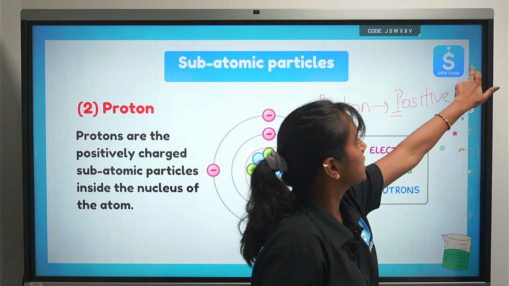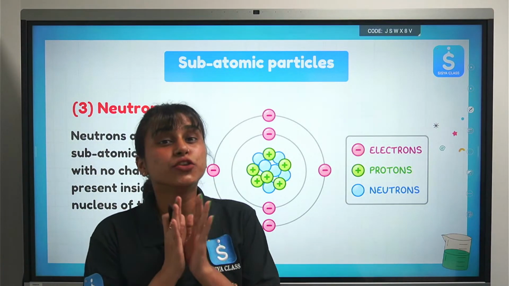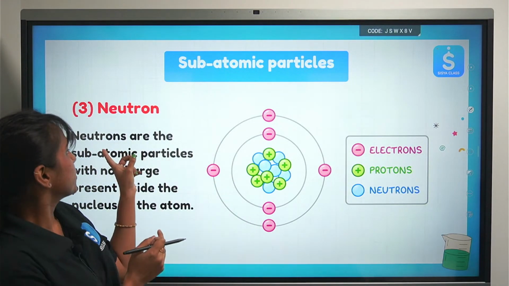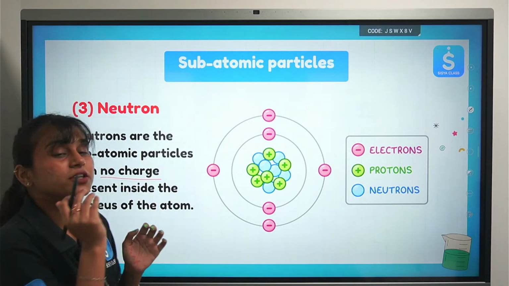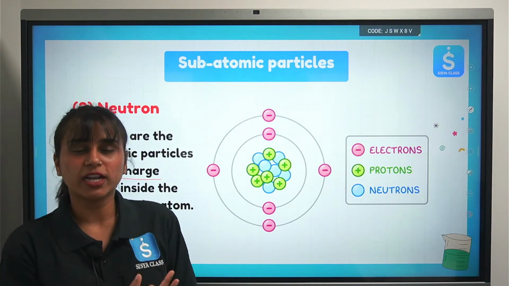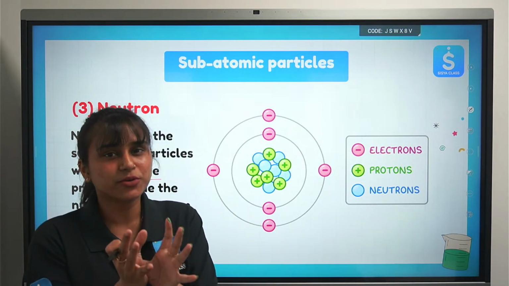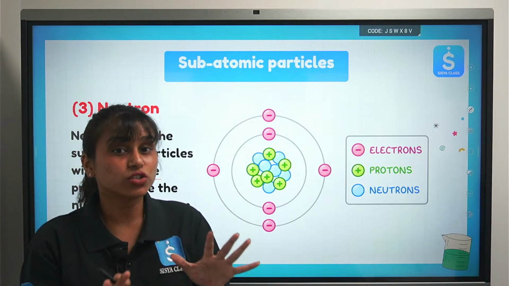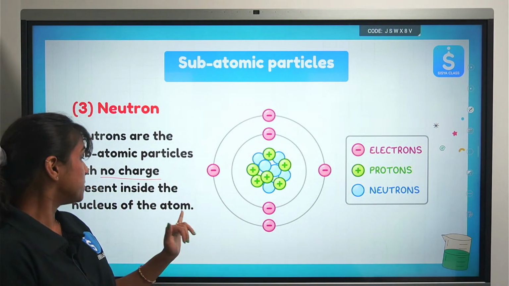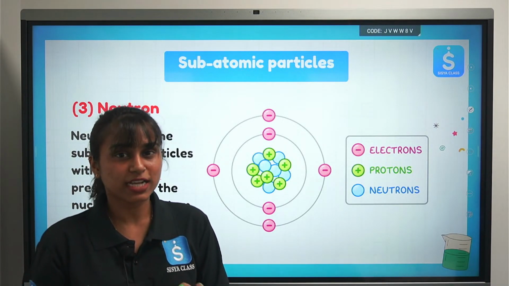Now the third and the last subatomic particle, as the name suggests, is the neutron. Neutrons are subatomic particles with no charge. They are neutral, that's why the name is neutron. I hope it is easy to remember, since neutron and neutral are very similar. So it is a subatomic particle with no charge, present inside the nucleus of the atom. I hope this much is clear to you.